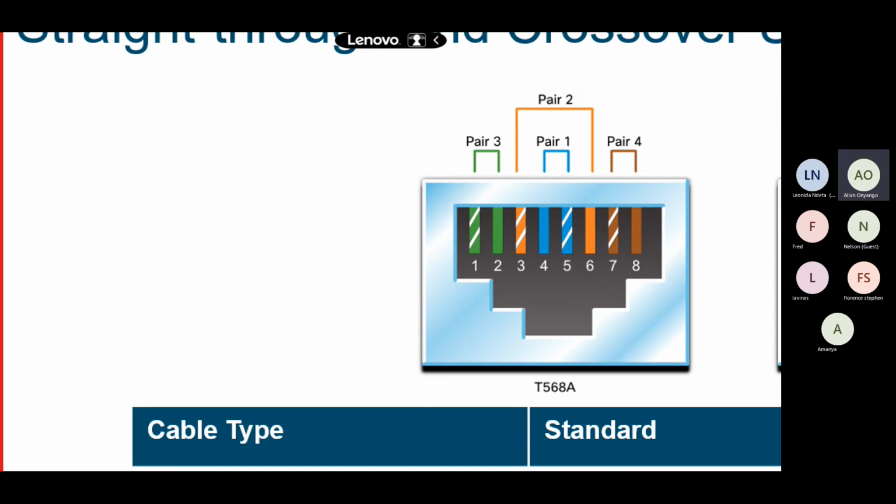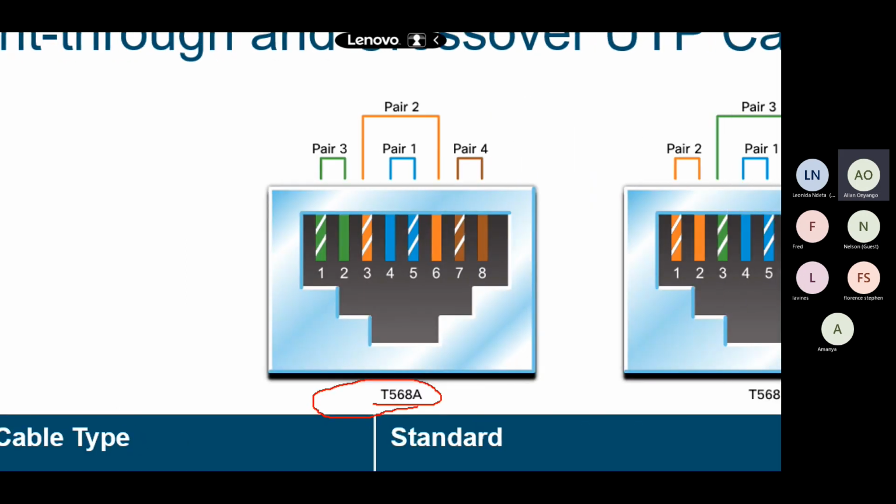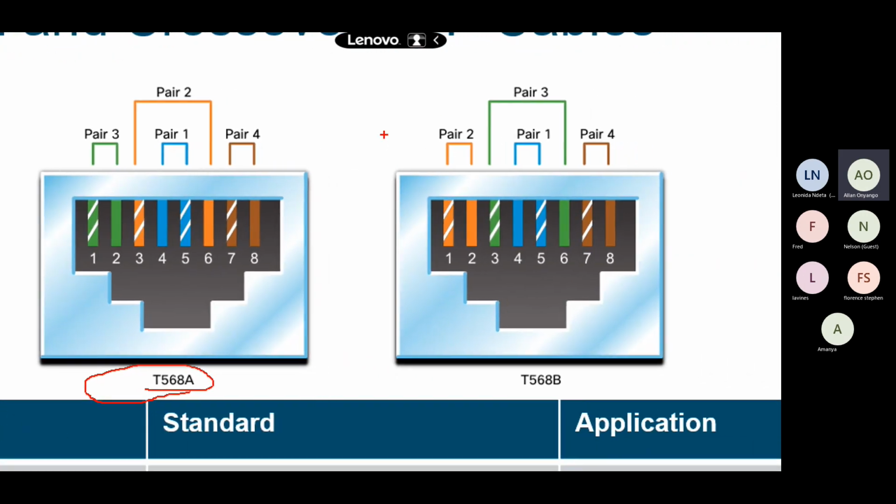So the T568A, I'll show you why we are learning it. White-green, green, white-orange, blue, white-blue, orange, white-brown, brown. If you want to compare this with its partner, which is T568B, there's a very small difference. We have only swapped two pairs. We have only swapped the greens and the oranges. The blues remain in the same position and the browns remain in the same position.